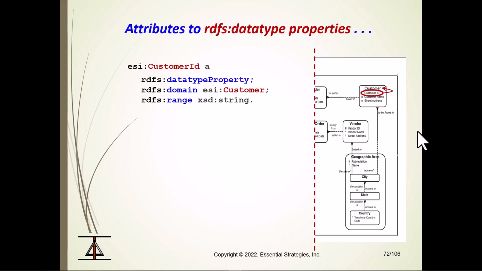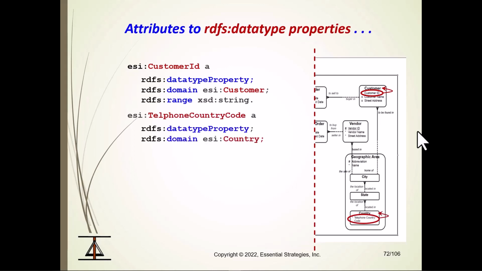In this case, XSD is the Q name for XML, which is the underlying language that is behind all of these. So this is an XML data type. Telephone country code is also a data type property. In this case, the domain is country, and the range is also a string. Okay, that's data type properties in RDFS reserved words.